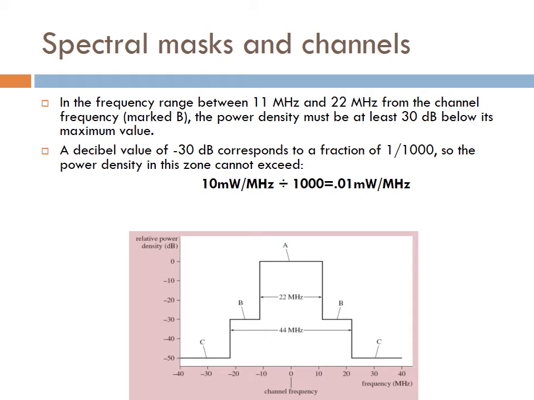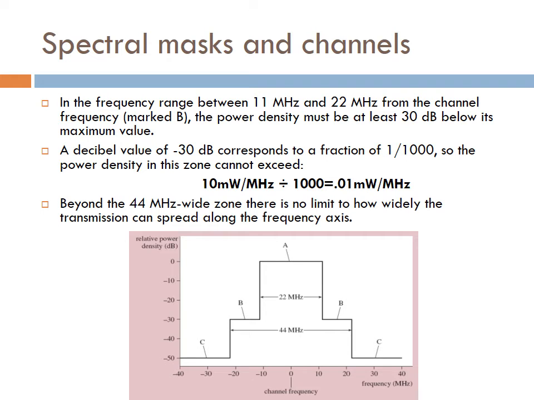If we want to calculate the total power in region B, we must multiply 0.01 milliwatt by 22, because we have 11 from one side and 11 from the other side, so we have 22 megahertz as the total width of region B. So we obtain the total power for region B in this way. In the zone outside 44 megahertz wide, there is no limit to how widely the transmission can spread along the frequency axis.